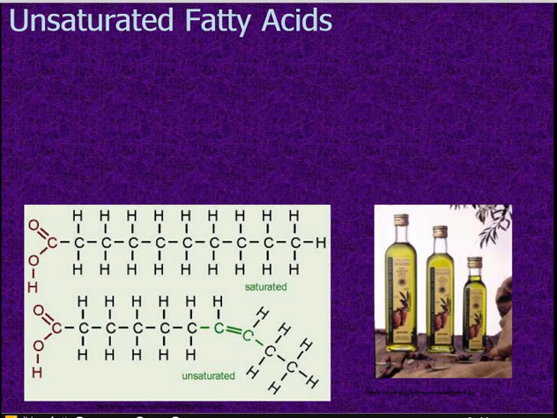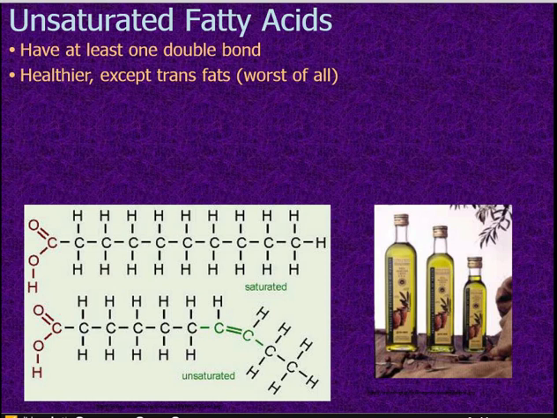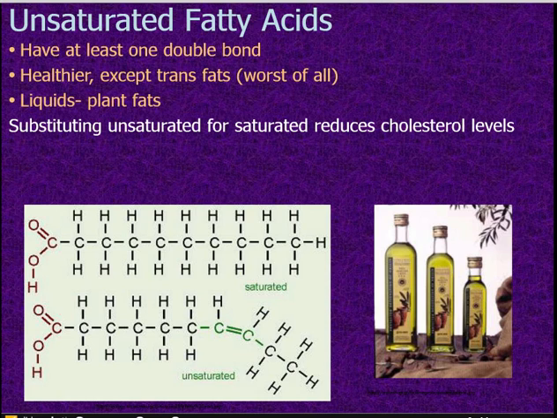Okay, the unsaturated fatty acids are much healthier. They have at least one double bond, which causes the molecule to have a bend in it. And you can see that in the lower molecule. They are healthier in general, except for the trans fats, which are the worst of all. We learned in the packet today that trans fats are normally liquids at room temperature, but then humans hydrogenate them. They add hydrogens, which breaks the double bond and makes them solid at room temperature so that they're easier to bake with. But it turns out that that also makes them much, much less healthy when we purposely hydrogenate them. So most of the time, the unsaturated fatty acids are liquid at room temperature, except the trans fats, which have been hydrogenated and they become solids at room temperature. Substituting unsaturated for saturated reduces cholesterol levels.